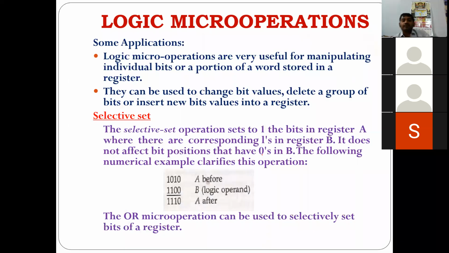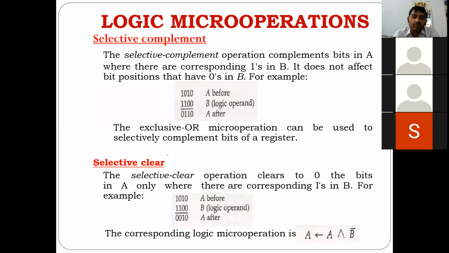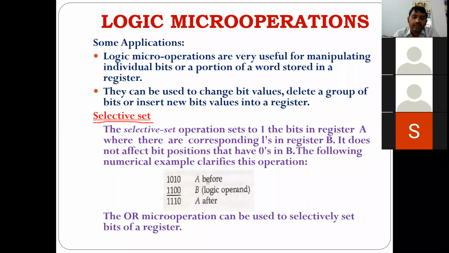Here, a few more things are in the logic micro operations. This is very important. Sometimes you need to select only a selective set. The selective set is one of the operations, along with selective complement and selective clear. I'll discuss with one example. The selective set operation sets the 1 bits in register A where there are corresponding ones in register B.